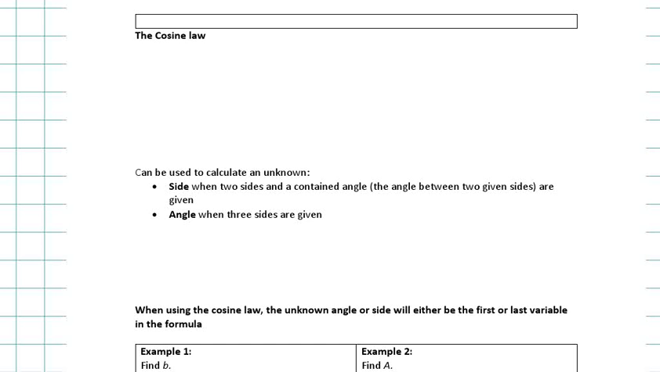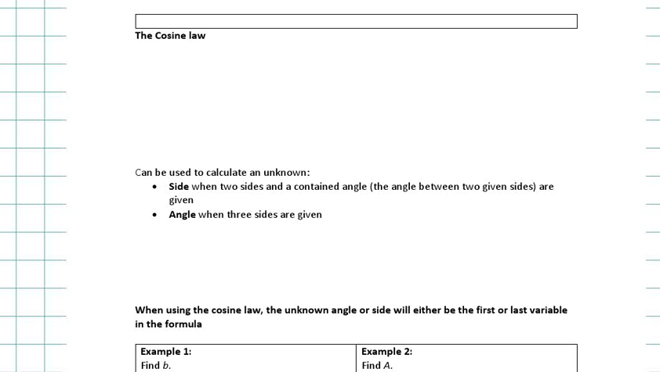Remember yesterday I said that there's two laws that we use when we don't have a right angle triangle, right? So whenever we have an oblique triangle. And the two laws are the sine law and the cosine law. Yesterday we looked at the sine law and when we can use it. Today we're going to look at the cosine law and how and when we can use it.